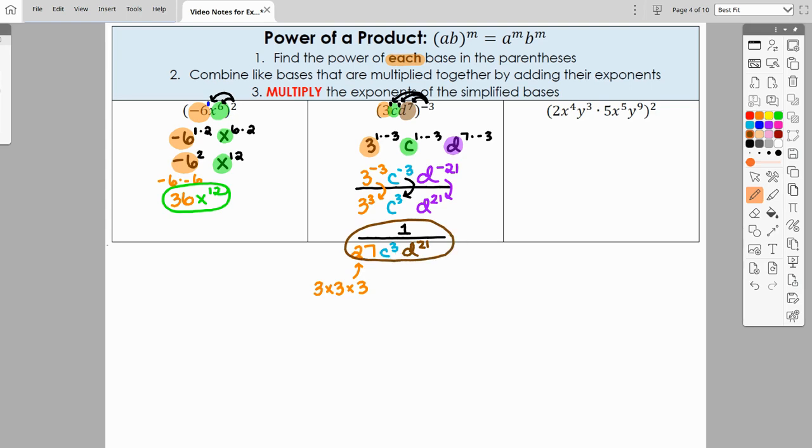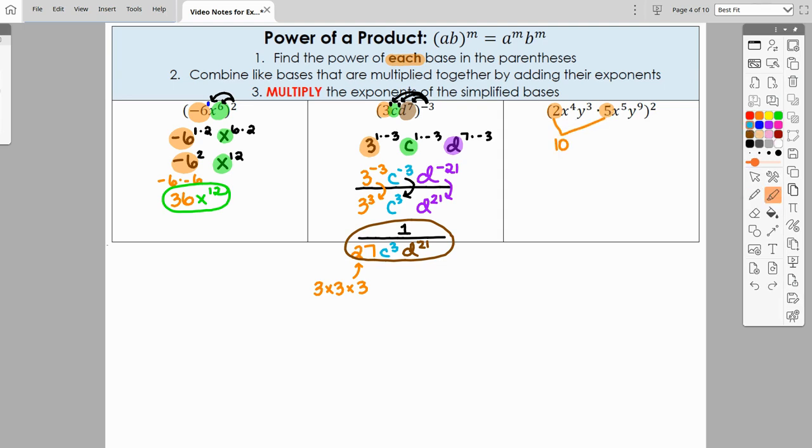Next one, I do have things that I combine inside, so that would be the step number 2 listed above. Combine like bases that are multiplied together by adding their exponents. So let's combine our bases. 2 and 5 are not like bases, but they don't have any exponents, so you can just do it like 2 times 5, which is 10.